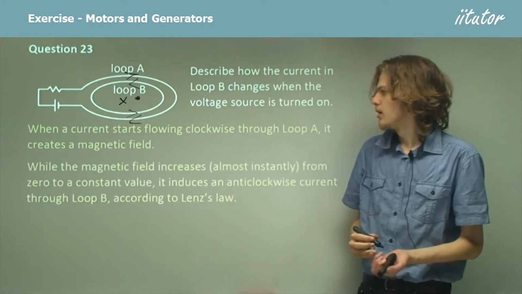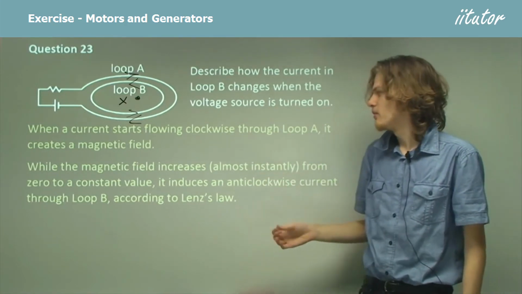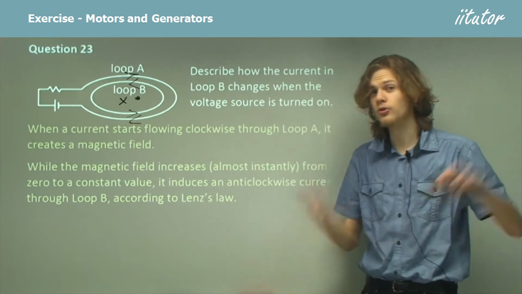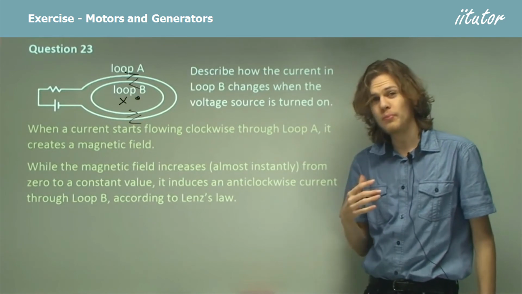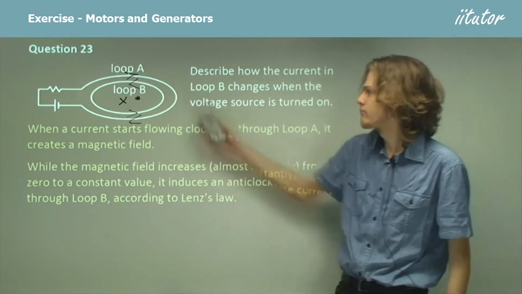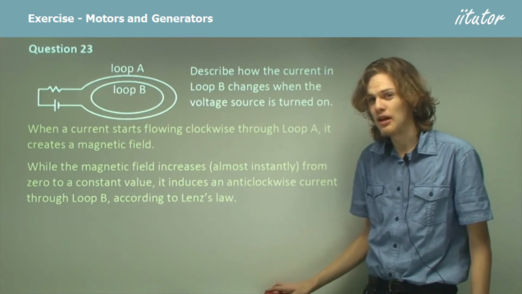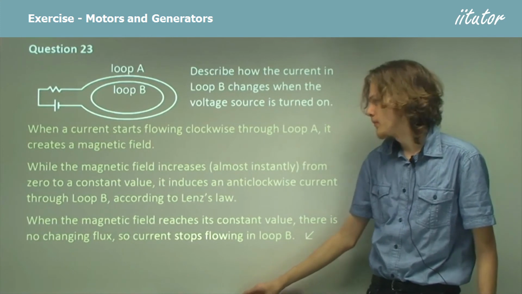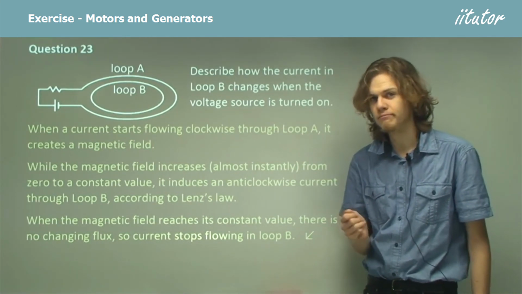So, when the magnetic field increases, which is almost instantly, from 0 to a constant value, it's changing because it's increasing from 0 to something, and it induces an anticlockwise current through loop B, according to Lenz's law. Of course, we need to say what happens after that as well. When the magnetic field reaches its constant value, there is no change in flux, so current stops flowing in loop B. Fairly straightforward.